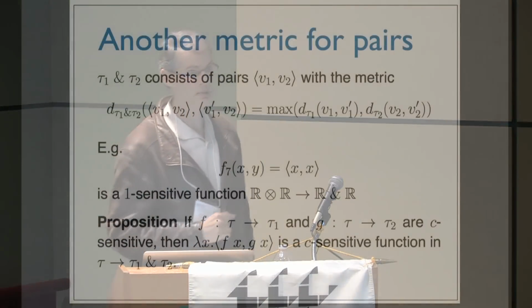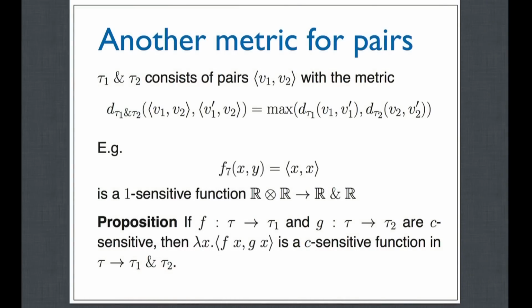Of course, there are other metrics on pairs. So in particular, instead of taking the sum of the distances between the components, we can take the max of the distances between components. And this gives us a different notion of pair on which different primitives make sense.